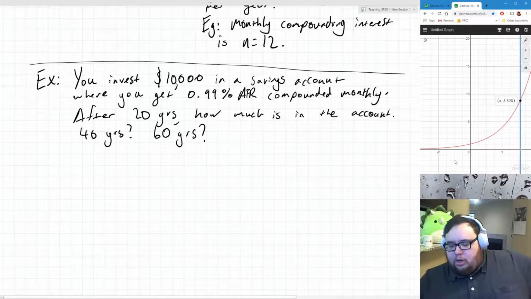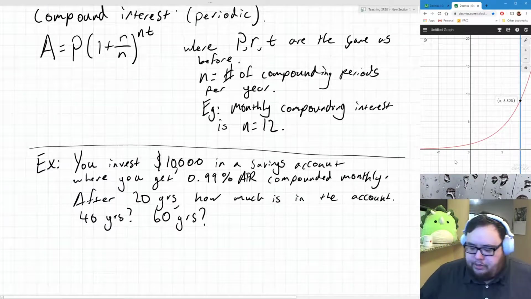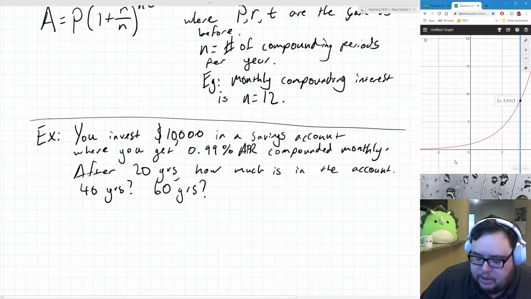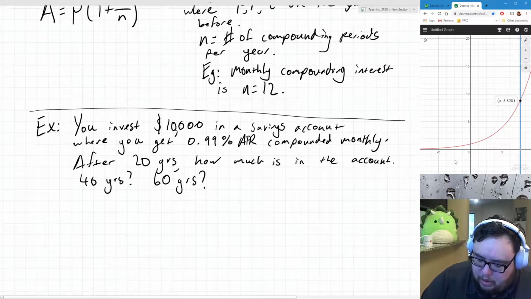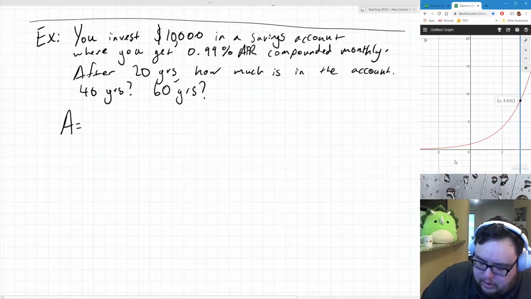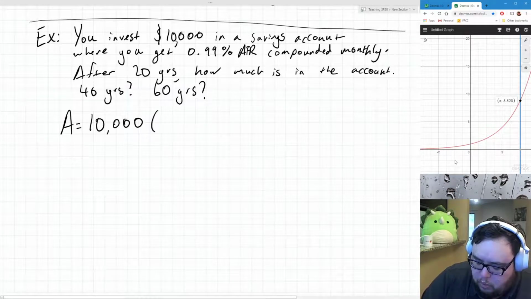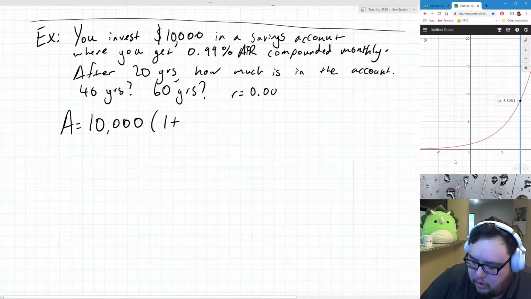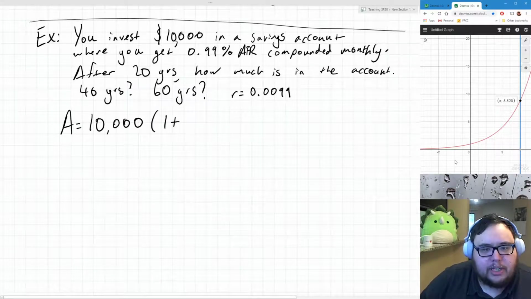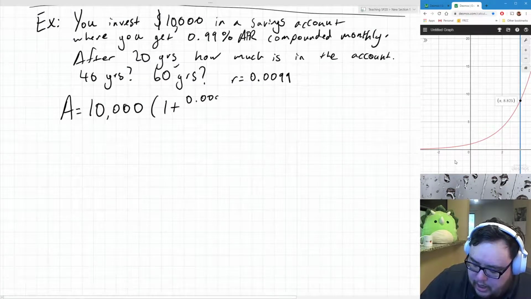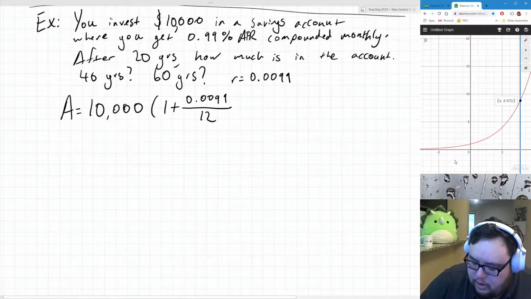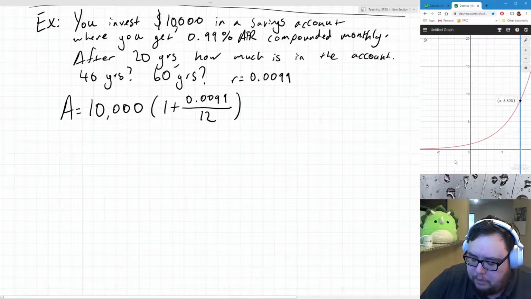So to answer these questions, we should set up our exponential growth model. And to do that, we're going to use this compound interest periodic function. Our annuity, A, stands for annuity. It means the total amount in the account after blank years. So our annuity A is equal to the principal amount, 10,000, times 1 plus R. So R is going to be equal to 0.0099. We want to write APR as a decimal rather than as a percent, so we're going to divide 0.99 by 100. So 1 plus 0.0099 divided by 12. Since it's monthly compounding interest, we get 12 periods per year, to the power of 12t.